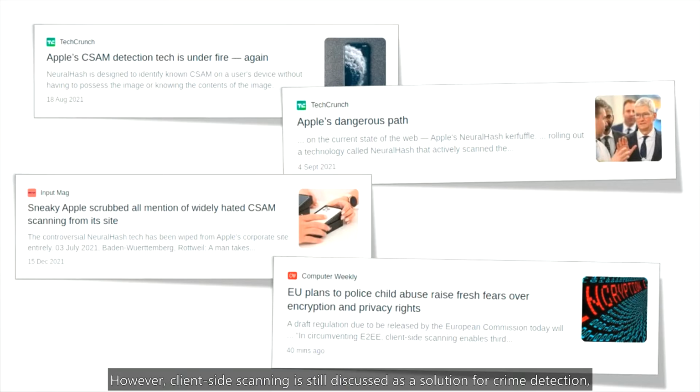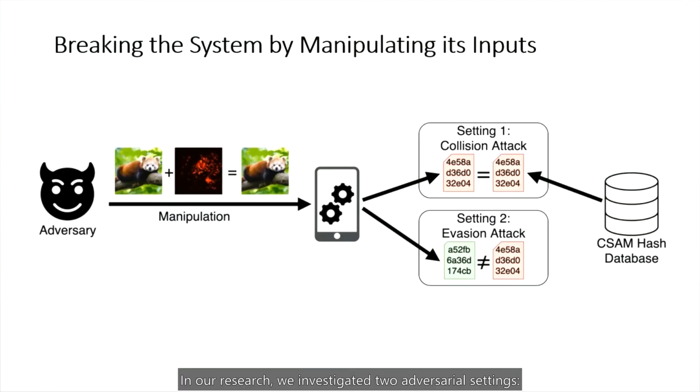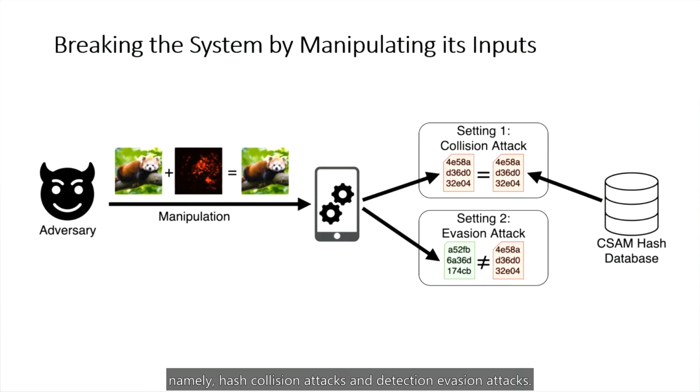However, client-side scanning is still discussed as a solution for crime detection, for example, very recently in the European Union. In our work, we investigated the risks of client-side scanning from a technical machine learning perspective, in which NeuralHash acts as a real-life example. In our research, we investigated two adversarial settings, namely hash collision attacks and detection evasion attacks.